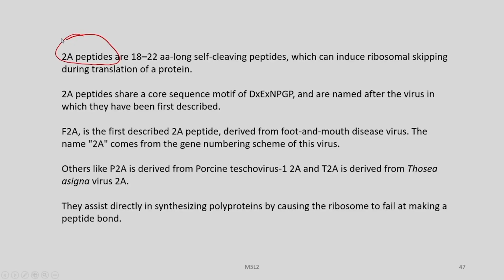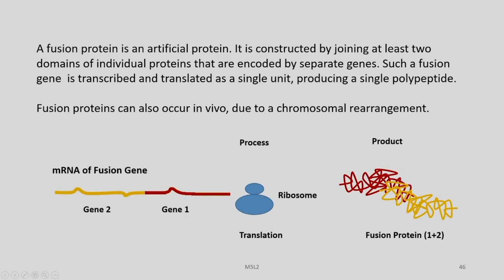There is another important concept that we need to learn at this moment: the 2A peptides. What are these 2A peptides? These 2A peptides are 18 to 22 amino acid long self-cleaving peptides. They induce ribosomal skipping during translation of a protein. We need to remember the term ribosomal skipping. Let us go back to the earlier slide.